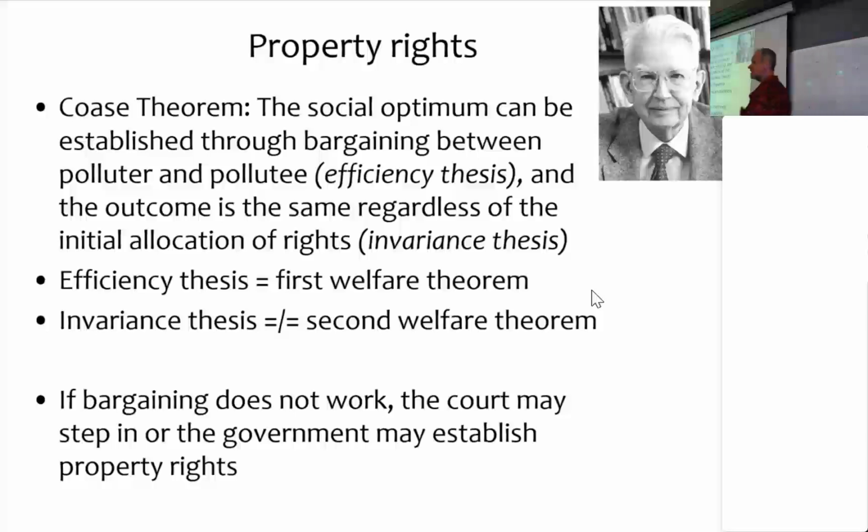The efficiency thesis is essentially the first welfare theorem, right? Which says that if markets are complete, that is, if property rights are assigned, then you will find the Pareto optimum. The invariance thesis is not the same as the second welfare theorem. The Coase theorem essentially says if you reassign property rights, then you will find the same Pareto optimum. Whereas the second welfare theorem says that you would find a Pareto optimum. Coase says no, they are the same, right?